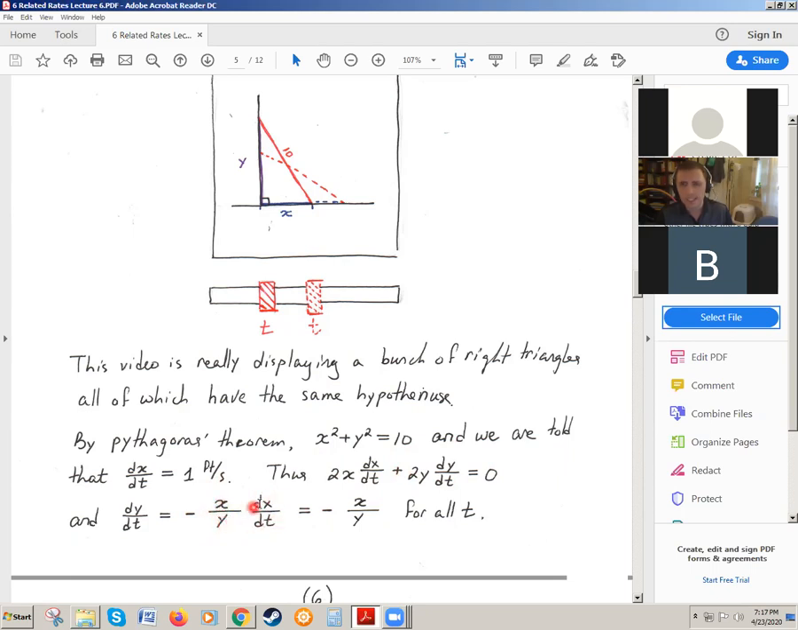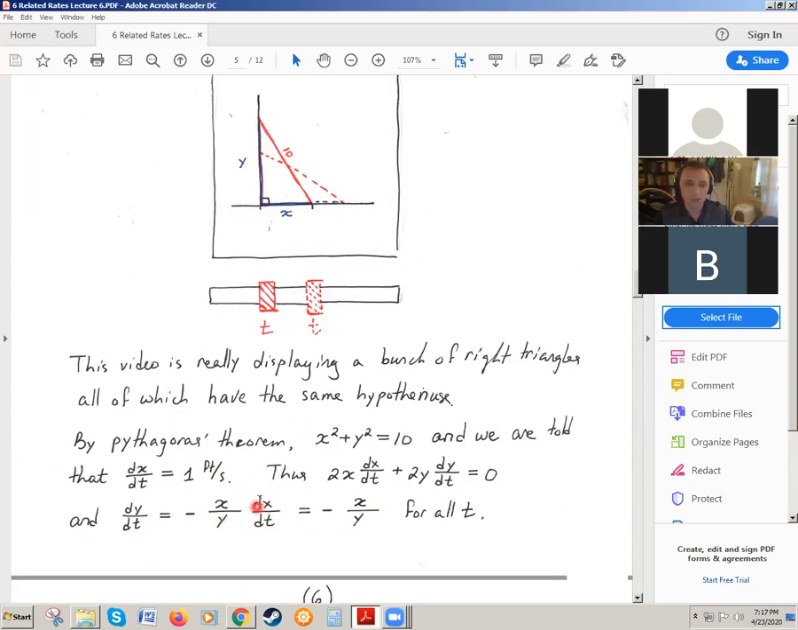Now dx/dt is given to always equal 1. In other words, x is always growing at a constant rate. Imagine that a remote control car is dragging this ladder, and it's always dragging it at a constant rate. Make sense? So the speedometer on the car is always 1 foot per second.